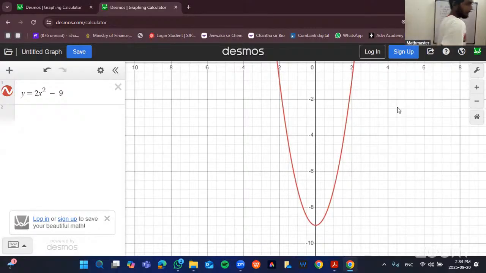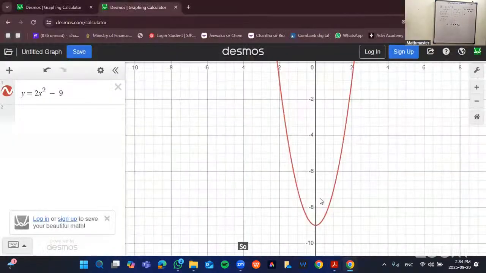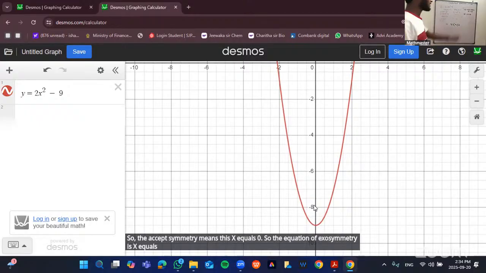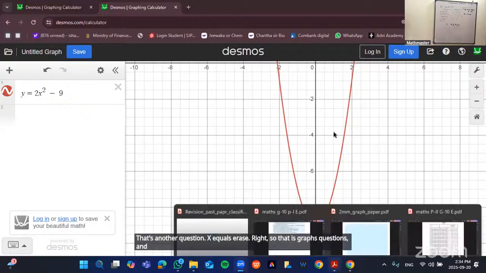Then the fourth part, they say write the equation of the axis of symmetry. The axis of symmetry means this x equals 0. So the equation of the axis of symmetry is x equals 0. So here's the answer for the third and the fourth part of the question. Yes, right. So that is graphs questions, and we have done 2 graphs questions.